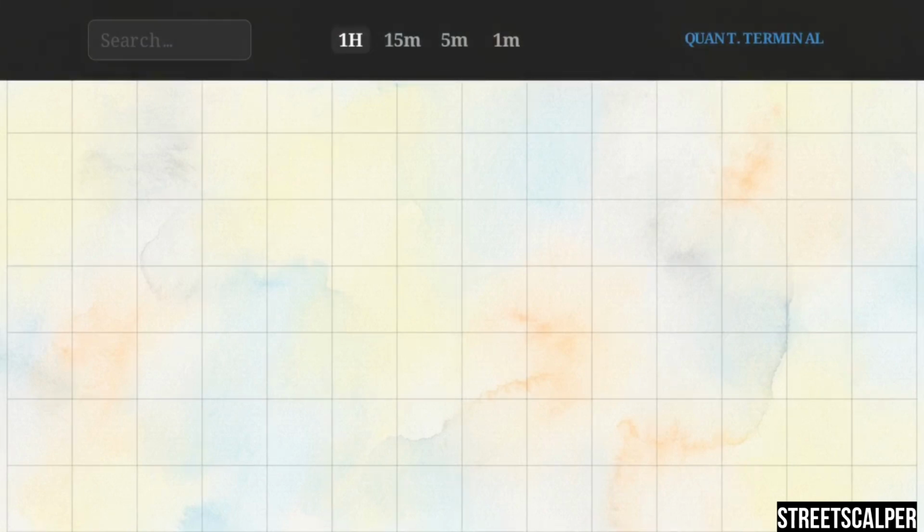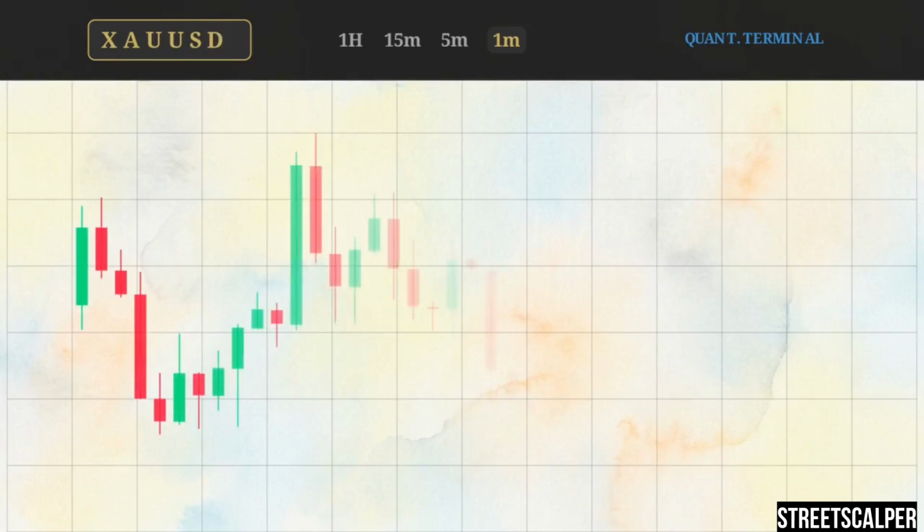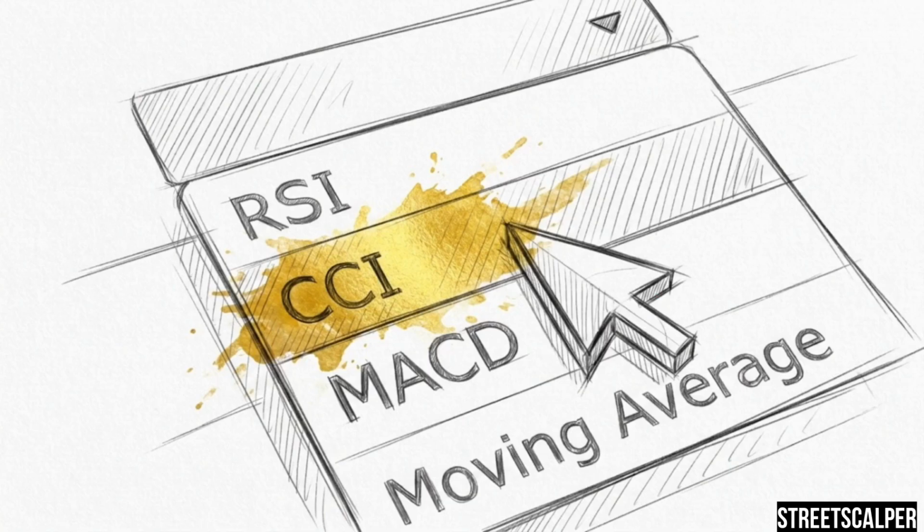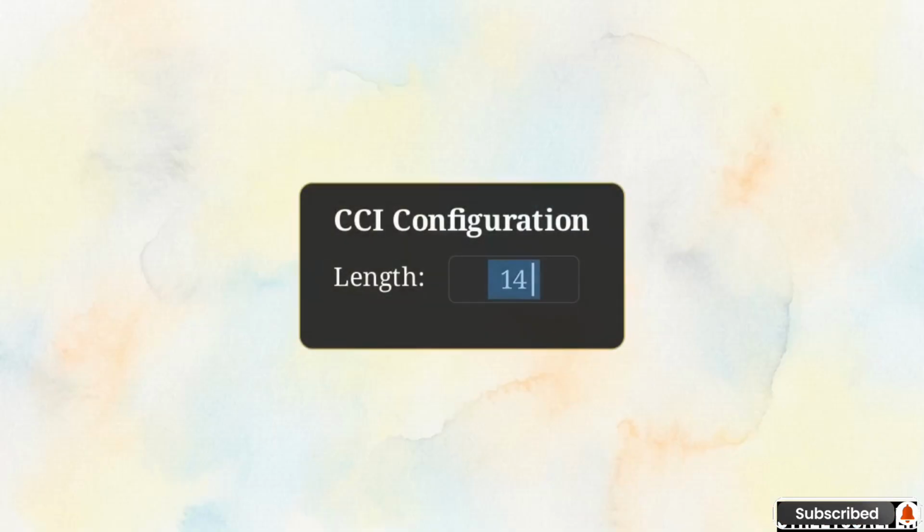Step 1 is setting up the baseline. Open a high-contrast 1-minute chart for gold, ticker symbol XAUUSD. Next, we add the first engine component, the Commodity Channel Index, or CCI. You need to configure this specifically to a 20-period cycle.